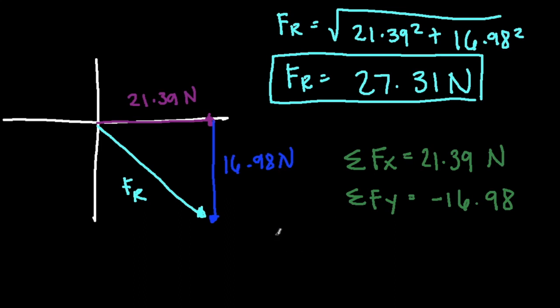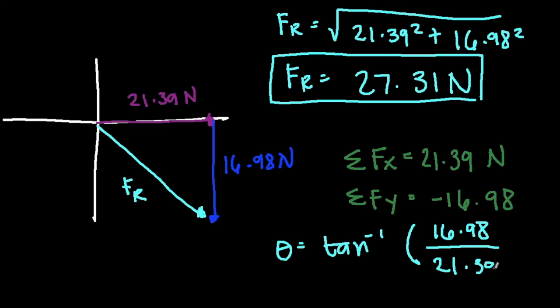And for our angle, we use arc tangent of the y, which is 16.98, divided by 21.39. So we have our angle as, let me just grab my calculator real quick, 16.98 divided by 21.39. I'm not really sure if this is right because I just woke up. But anyway, you try it on your own calculator and see if it's right. It's 38.4 degrees. But again, this is that angle.